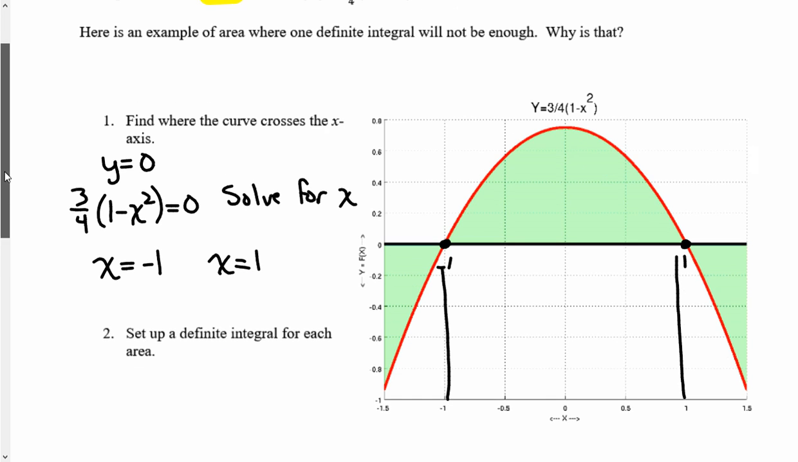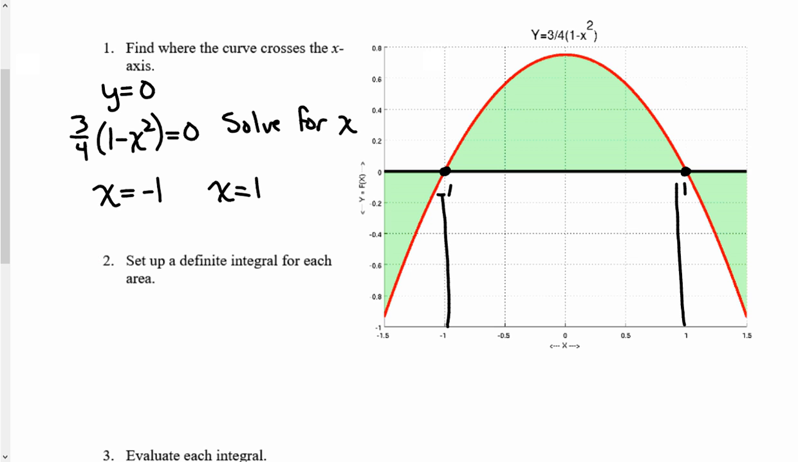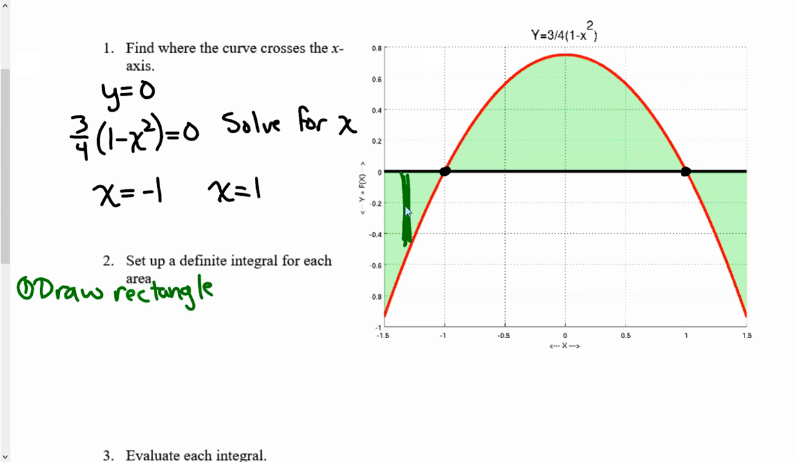So from here, we're going to move into setting up our definite integral. Now to set up my definite integral, the first thing that I need to do is draw my rectangle. So step 1, we need to draw the rectangle. I'm going to go ahead and draw all rectangles. I need 3 of them. So my first rectangle is right here. Again, I need to make sure I'm touching the x-axis and touching the curve, no matter where I place my rectangle.